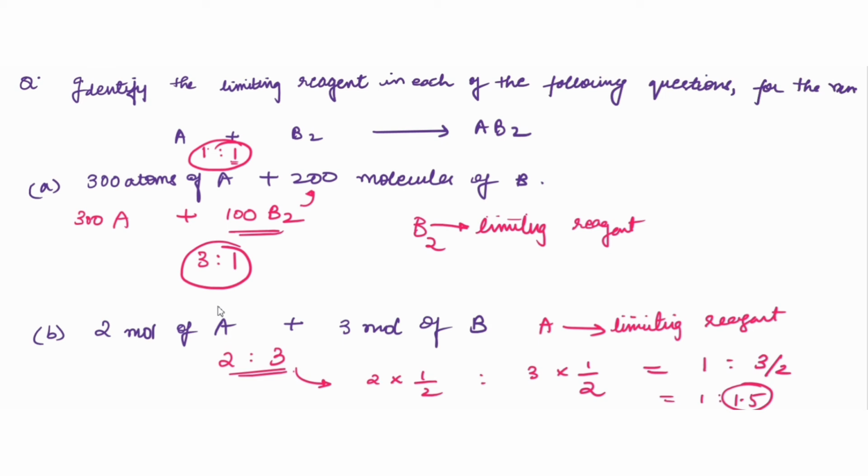Now let's move on to the next subdivision. 100 atoms of A plus 100 molecules of B. So 100A plus 50B2 gives us the product.